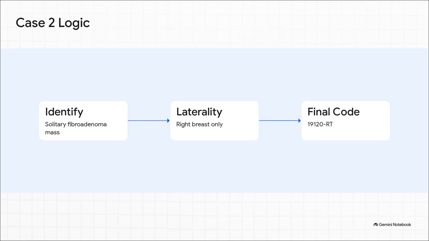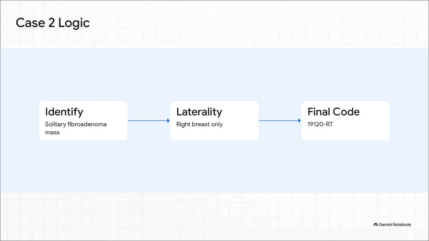Because this is a highly targeted enucleation of a discrete mass, rather than some diffuse glandular excision, our decision tree strictly mandates code 19120. We are not treating gynecomastia here, guys. We're just removing a benign tumor. And since it was only on the right side, we simply append modifier RT. Final code 19120-RT. This is literally the perfect example of why you can't just blindly slap 19300 on every male breast procedure that crosses your desk.